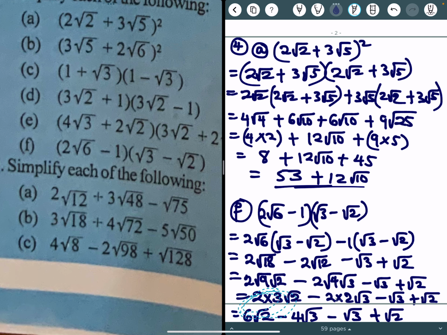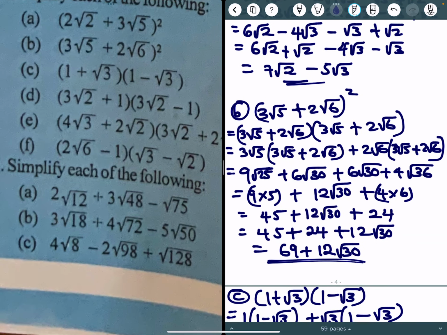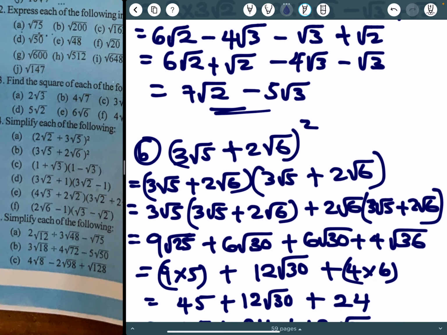6 root 2 here. Then root 4 is 2. This gives me 2 times 2, 4. That's how I got minus 4 root 3. Then minus root 3, I'll write it down. Plus root 2, I'll write it down. Exactly. So to the next step now.